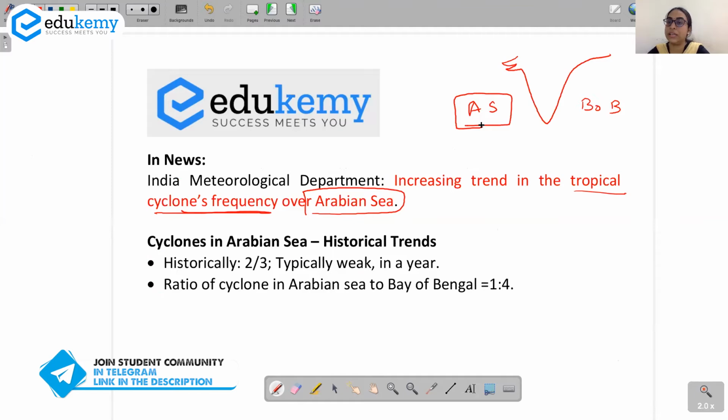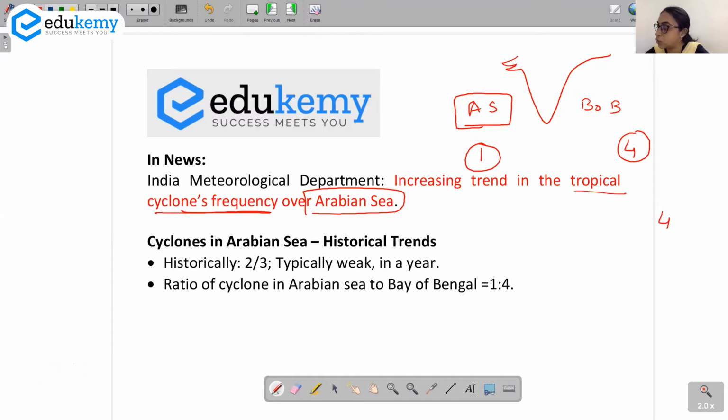What happens generally is, if there are 4 cyclones in the Bay of Bengal, we will witness one cyclone in the Arabian Sea. This has been the historic trend. However, what is happening now is, out of 4 cyclones which we witness in the Bay of Bengal, the number of cyclones in the Arabian Sea is increasing.